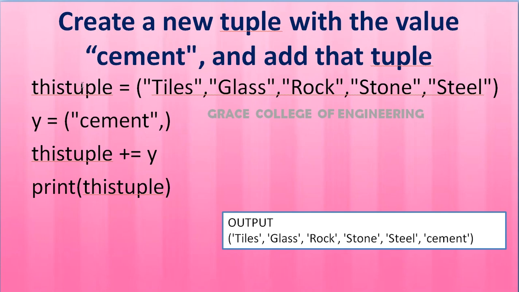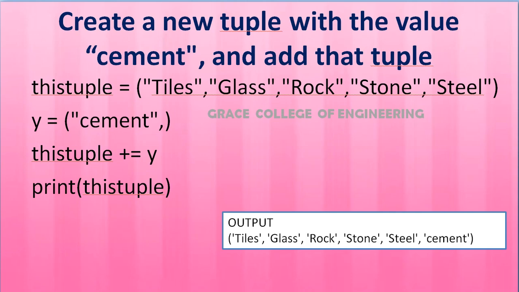Okay, so here there are two tuples. I am going to join them. So tuple plus equal to y. Print this tuple. Then you will get the output this way: tiles, glass, rock, stone, steel, cement.